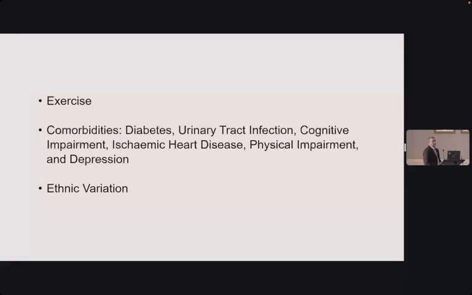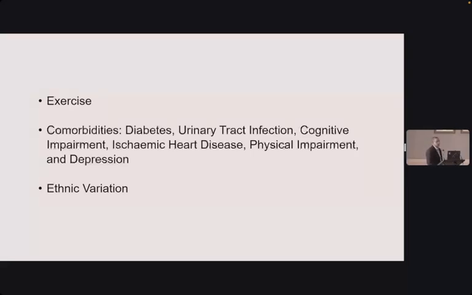Exercise, again, we are quite clear that high impact exercises such as gymnastics or trampolining lead to stress urinary incontinence. Evidence from longitudinal studies suggests also that exercise actually has a protective effect against incident urinary incontinence. But again, this is probably mediated by the effect on weight when the patient exercises. Then all these other comorbidities, diabetes, persistent UTIs, cognitive impairments, ischemic heart disease, physical impairments and depression, are all related to incontinence in some way or another. But these different comorbidities have been confirmed in univariate analyses.